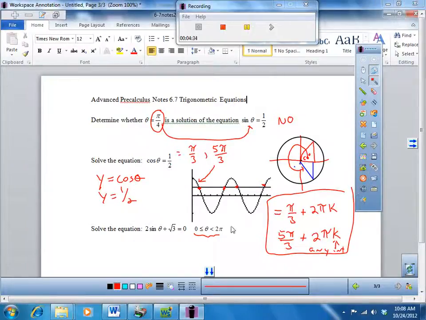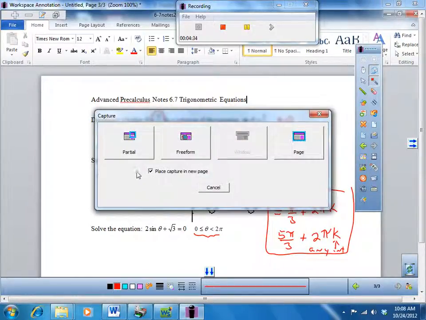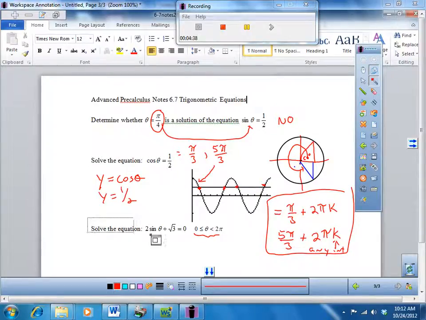Where's my picture? There's my picture. Place captured in a new page. That was it.